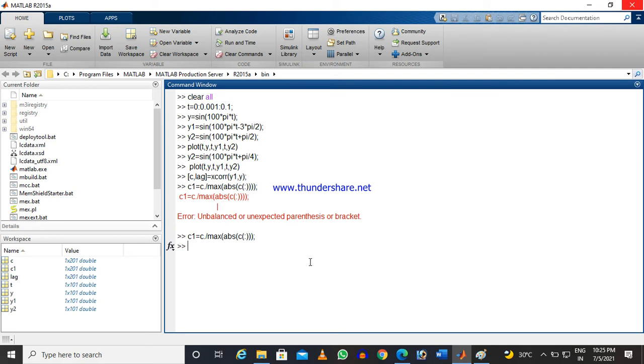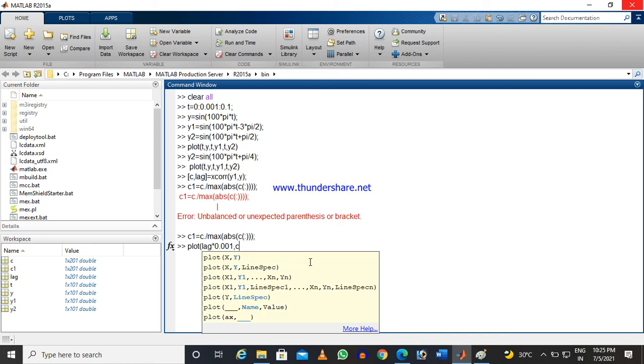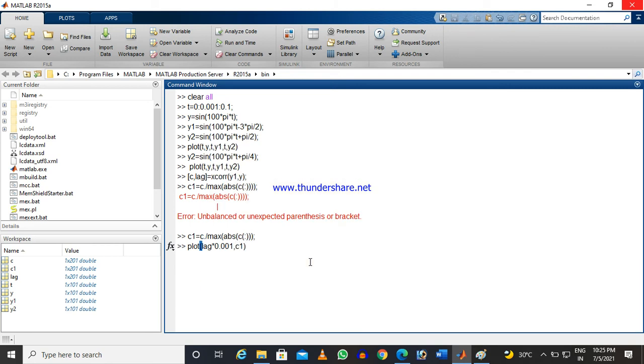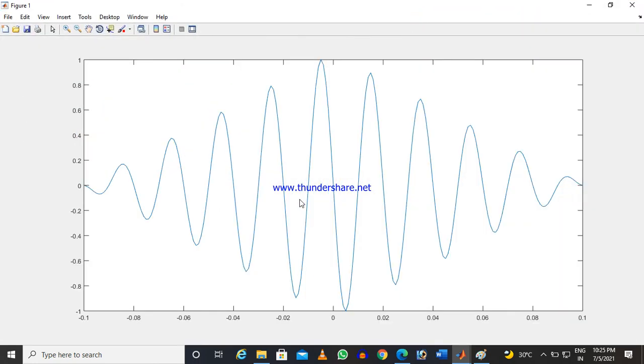Okay, so now if we plot it, it will show the lag, because we have defined the lag in terms of the sampling time. Our sampling time is 1 millisecond, comma c1. Let us plot it. Now you see here the maximum peak. Because it is normalized, our amplitude is normalized, so the peak of 1 is coming here.